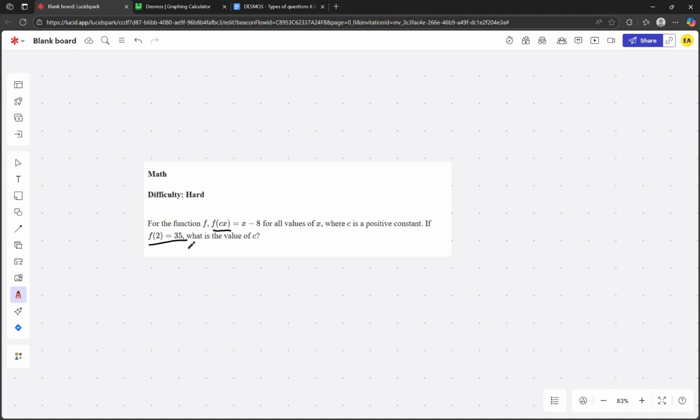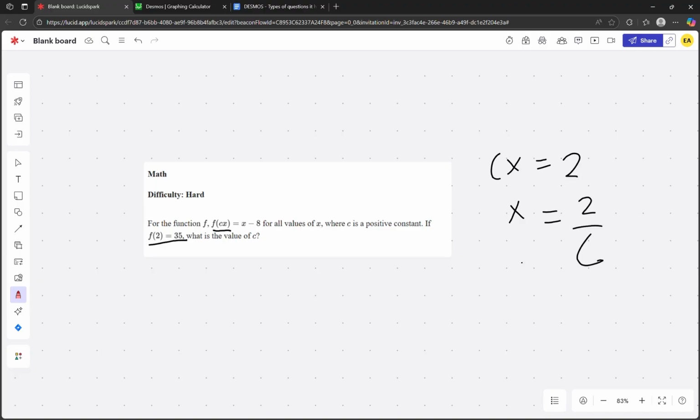The function gives f of cx in terms of x, not f of x directly. So we need to find what x is to make c isolated. What we're going to do is set cx to 2, because f of 2 is equivalent to f of cx, right? And then we're going to solve for x, so x is equal to 2 over c.